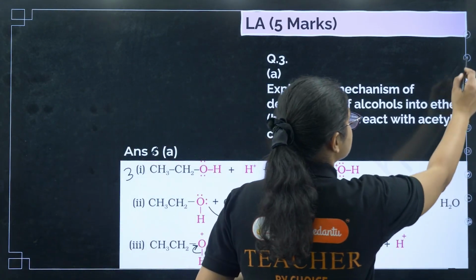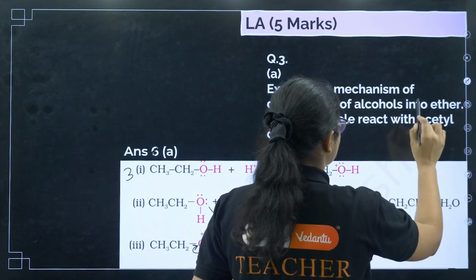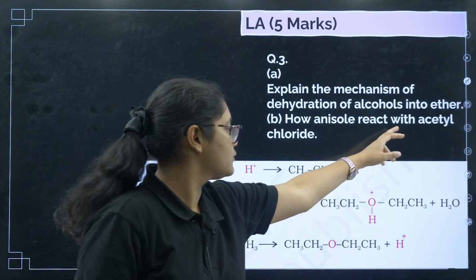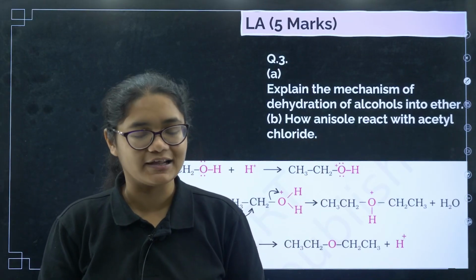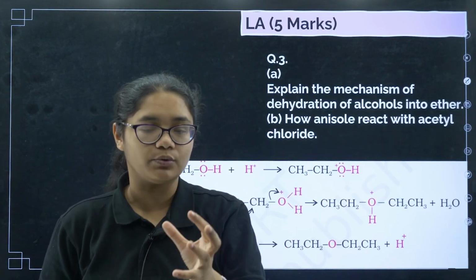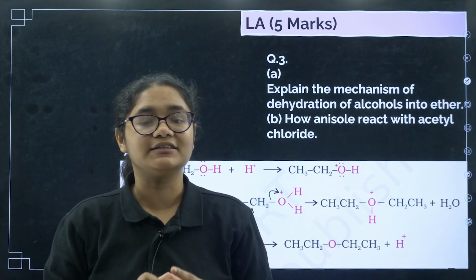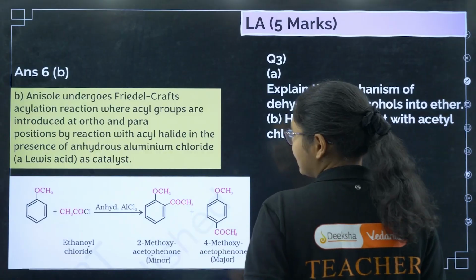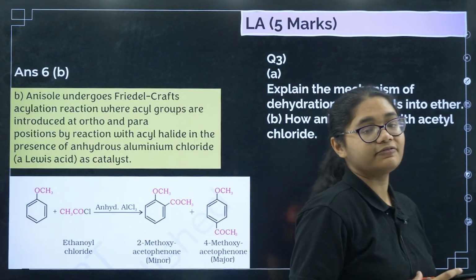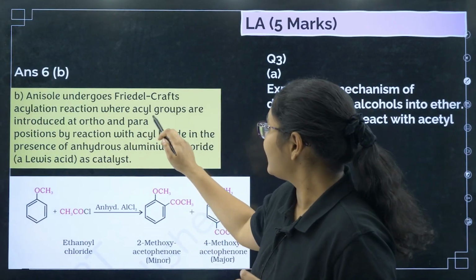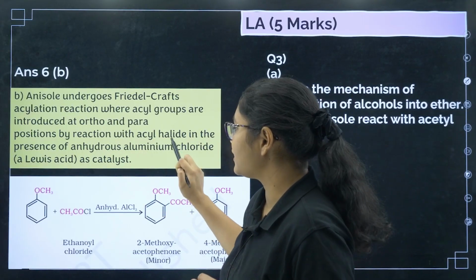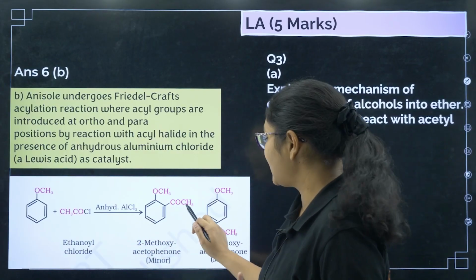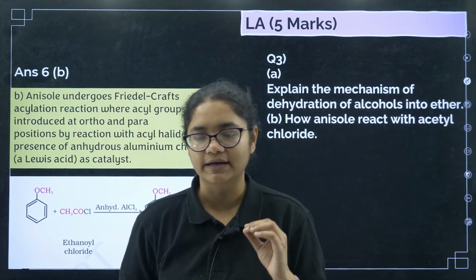Okay. Next question is how anisole reacts with acetyl chloride. So anisole means benzene with an OCH3 group. Okay, acetyl chloride CH3COCl, this is Friedel-Crafts acylation. Now OCH3 is an electron donating group, so the substituents will be attached at ortho and para positions. So what product will I get? You can see here, anisole undergoes Friedel-Crafts acylation reaction where acyl groups are introduced at ortho and para positions. So you can see OCH3, CH3COCl, AlCl3, then at ortho and para positions the substitution will take place.